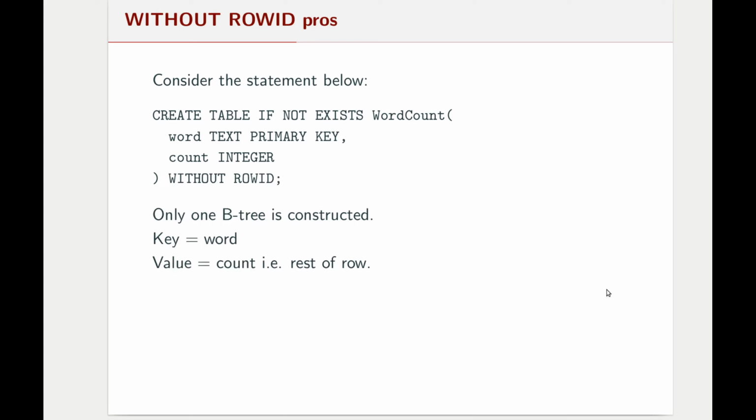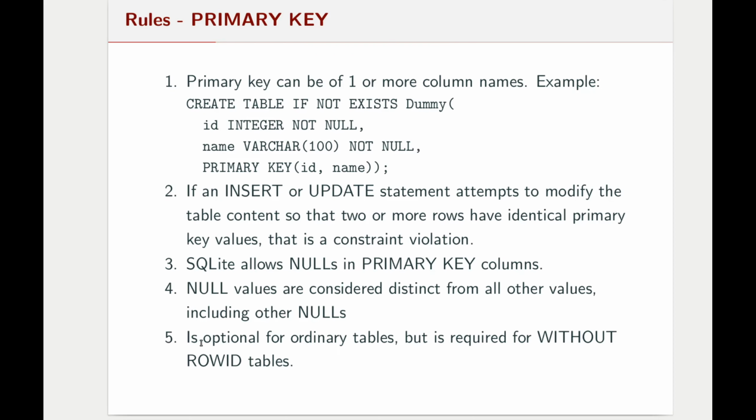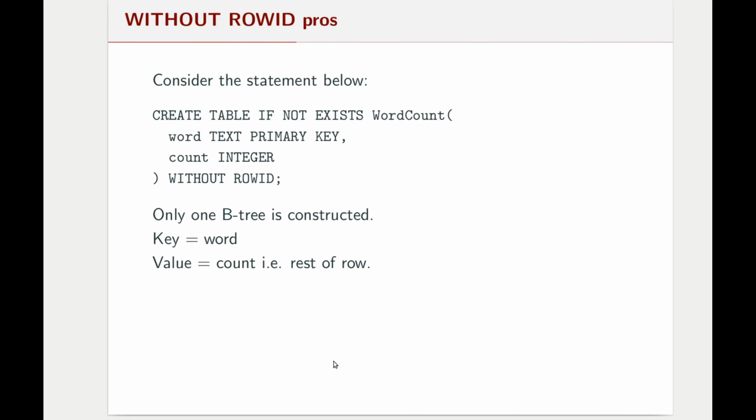Whereas in the case of without row ID, there is just one B tree that's constructed. Since word is mentioned as the primary key, the key is the word and the value is the rest of the row. In our case, it's just the count column. So the search is now restricted to just one in case you request for a count. That's the advantage of without row ID. Hopefully this point makes sense now. That is, a primary key is optional for ordinary tables, but it is required for without row ID tables. Why is it required? If you didn't have a required primary key column, then there is no way to construct a sane B tree here.